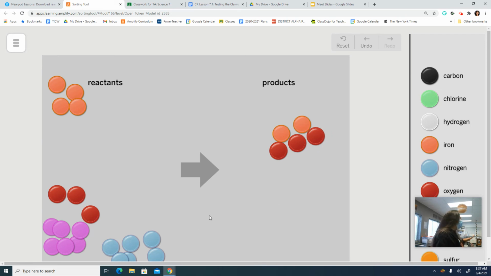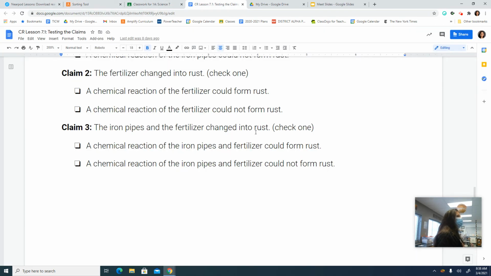But at this point, the most likely claim is that the iron pipes and the fertilizer together are forming that rust. So go ahead and choose your response for claim 3. And then you're going to turn that in.